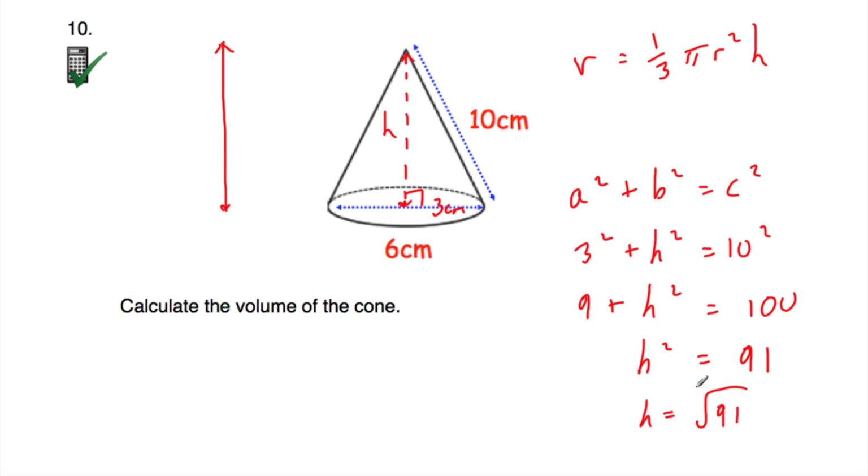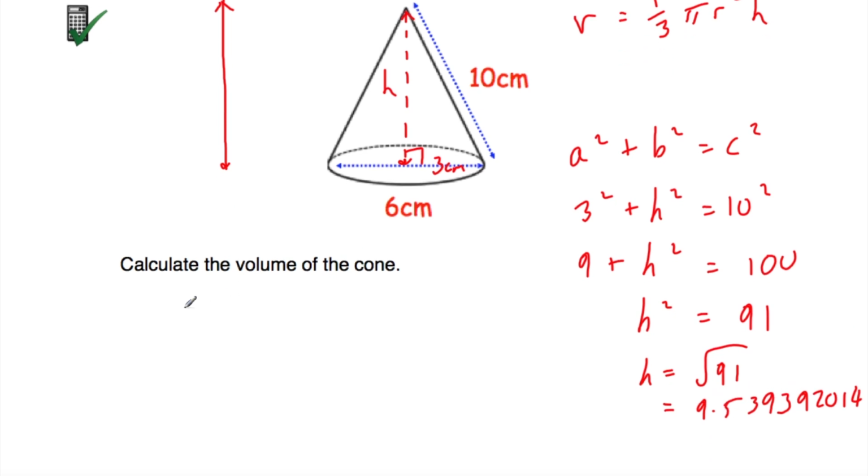Now you could leave it like that if you wanted to, or you could write it as a decimal number. The square root of 91 is equal to 9.539392014. And try not to round this. If you are using the decimal number, try not to round it. Keep it on your calculator display, because if you round it, you're going to lose some accuracy whenever you're working out the volume of the cone. So either use the square root of 91, or leave it on your calculator display like I have, or type in the whole thing.